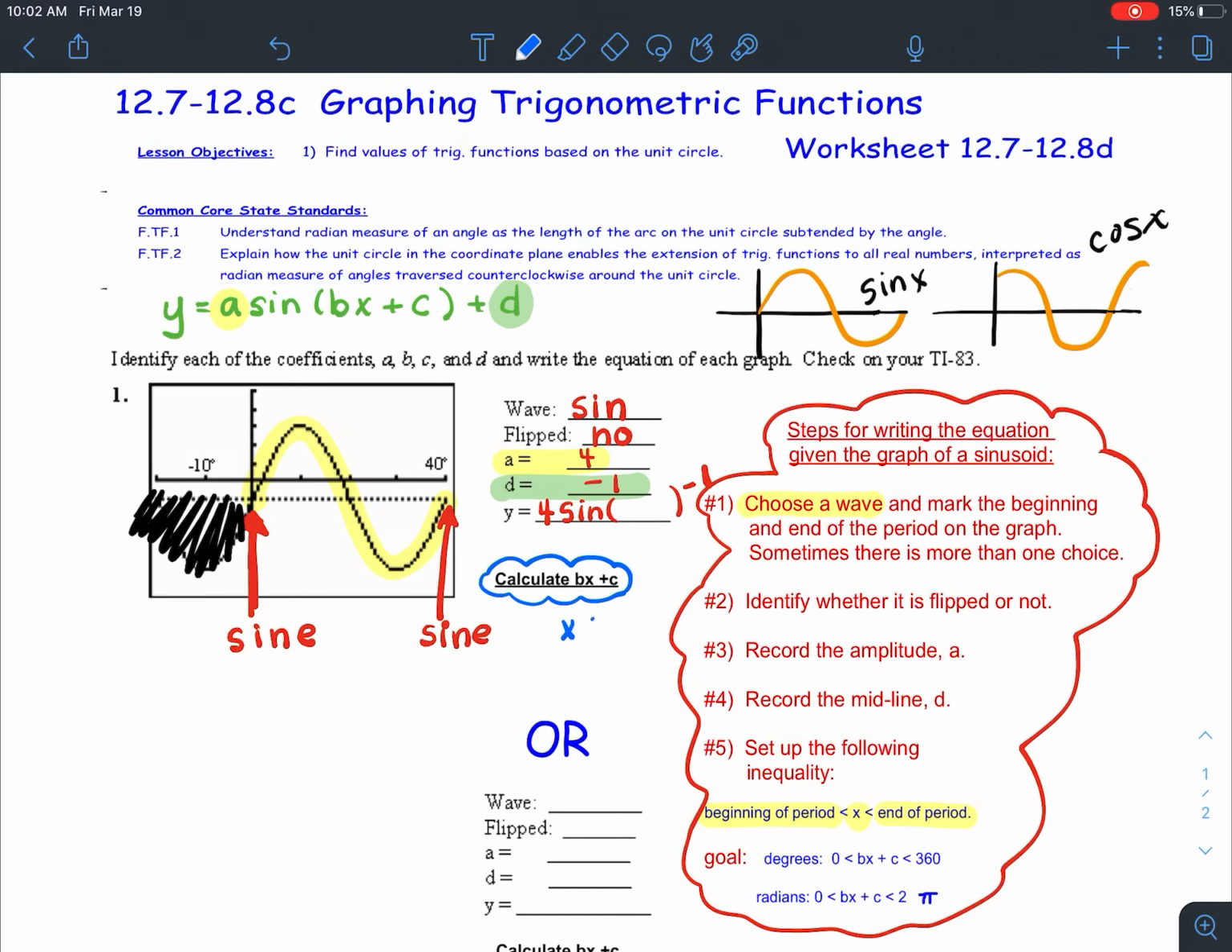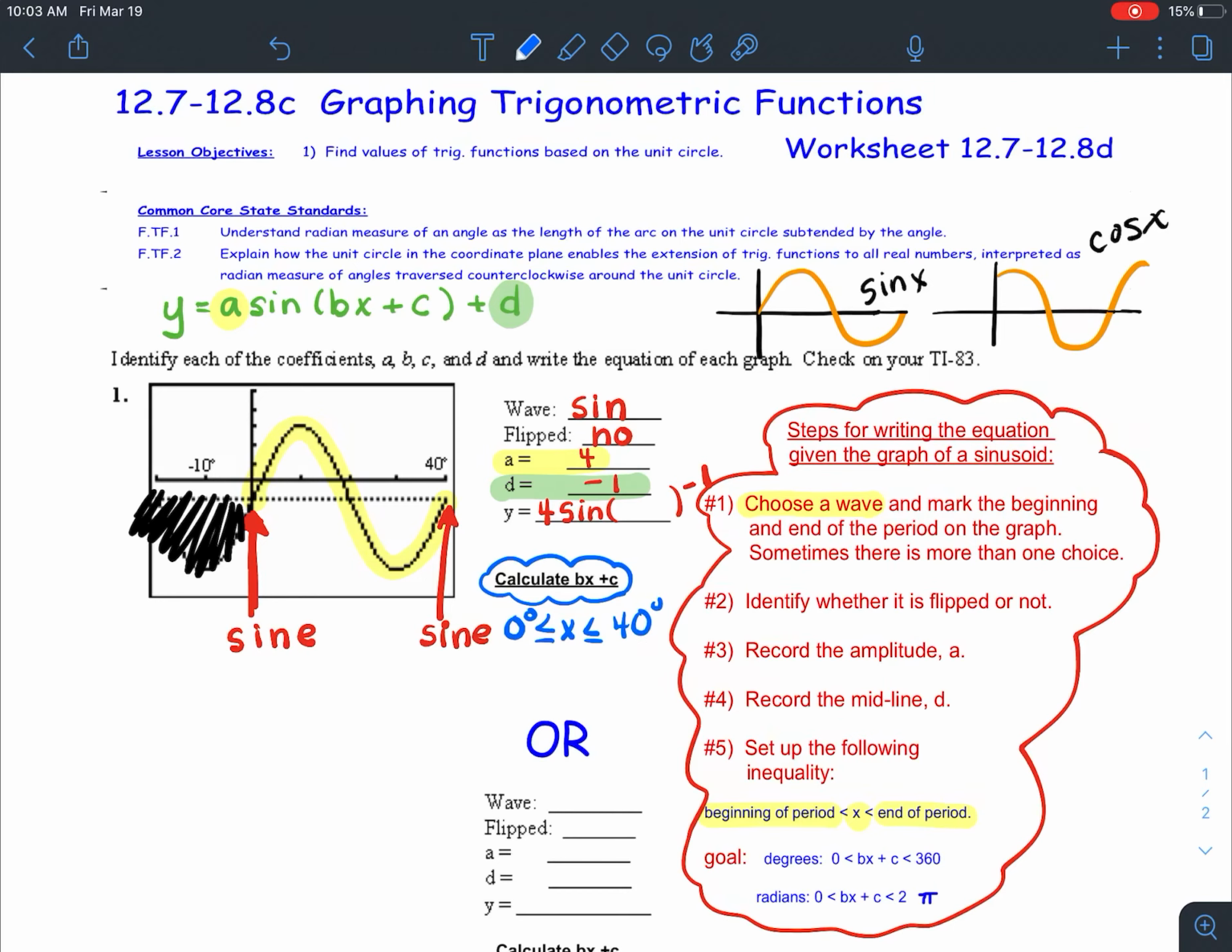So I'm going to put X in the middle, and it looks like on my graph, right here where I chose my sine wave to start, it's starting at an X value. See how these are labeled in degrees? This problem is in degrees. This is starting at 0 degrees. So I'm going to put 0 degrees on the left, and then on the right I'm going to put where this cycle, this period ends. It looks like where I marked off it ending, it's ending right here at 40 degrees.